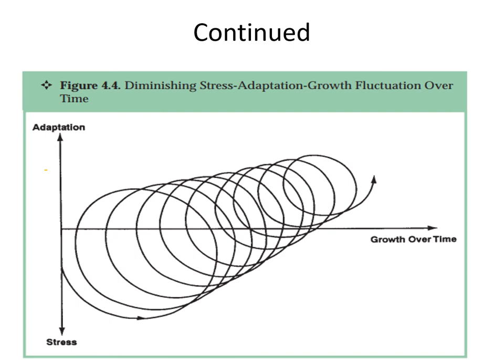Let's see this model. It's also a process model, and here you can see there's a slight difference from the previous one, 4.3, in this 4.4. Here you can see there are also two things, stress and adaptation. Adaptation is upwards, or stress is downwards. It's growth over time. The process or the model is related to growth over time.